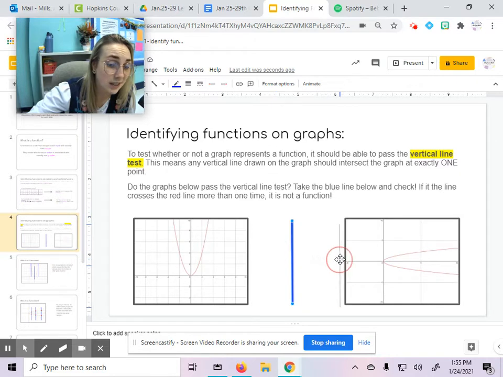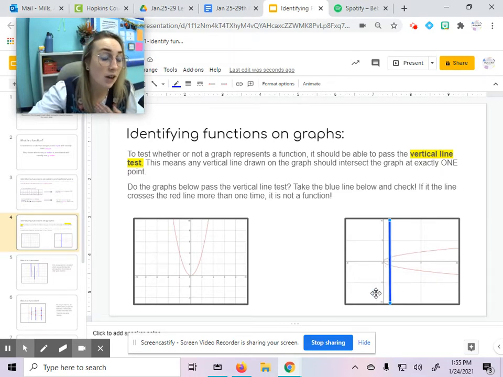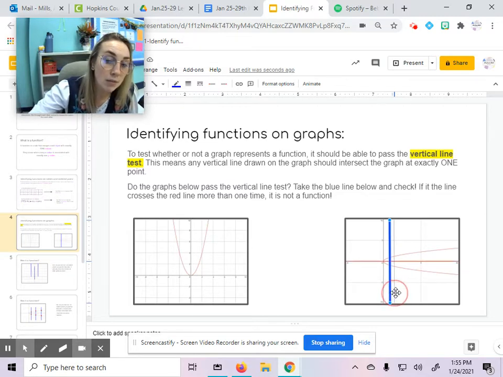But this graph over here, if I do the exact same thing, I'm moving it, there you go. Already this vertical line touches two different points on the line. It touches right here and right here. And because of that, it is already not a function. But even if you move the line down even more, no matter where you put it, it's going to intersect two different points on that line. Therefore, this can't be a function.